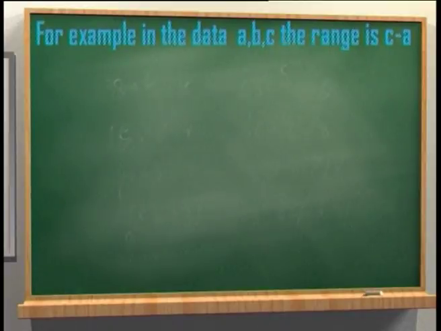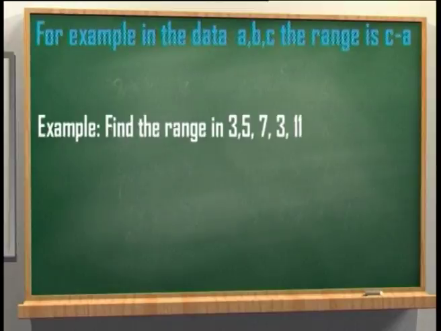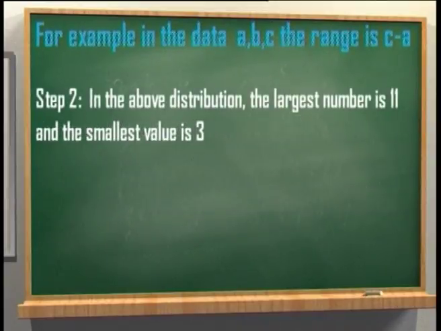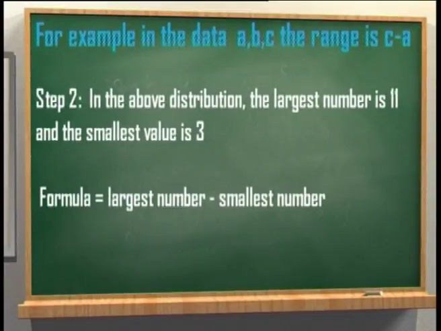For example, in the data A, B, C, the range is C minus A. Find the range of 3, 5, 7, 3 and 11. Step 1. Arrange the numbers in ascending order, that is 3, 3, 5, 7 and 11. Step 2. In the above distribution, the largest number is 11 and the smallest value is 3. Formula for range: largest number minus smallest number. Therefore, the range is 11 minus 3, that is 8.